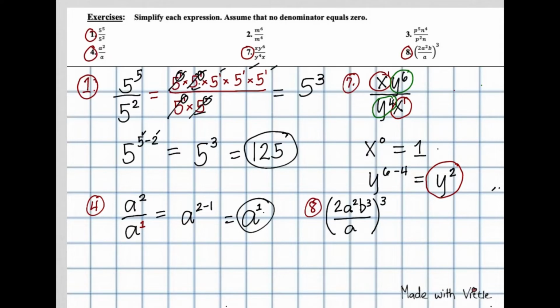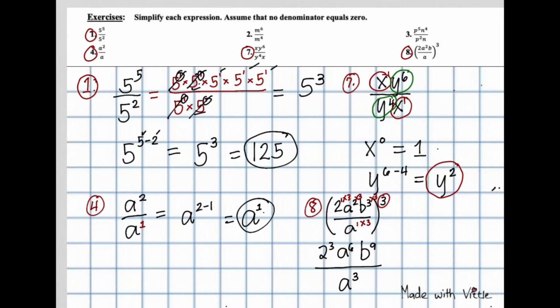(2a to the second power, b to the third power divided by a), close parenthesis, to the third power. Since everything inside the parenthesis is raised to the third power outside, you have to multiply each power by the third power. So on the top, we have 2 to the third power, a to the sixth power, b to the ninth power. And at the bottom, we have a to the third power.